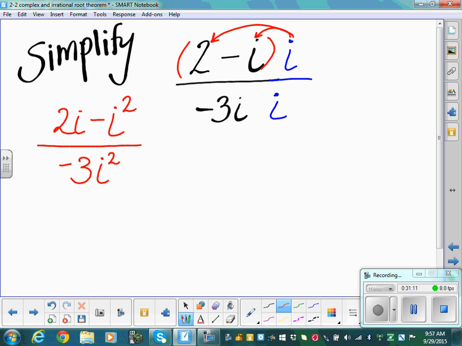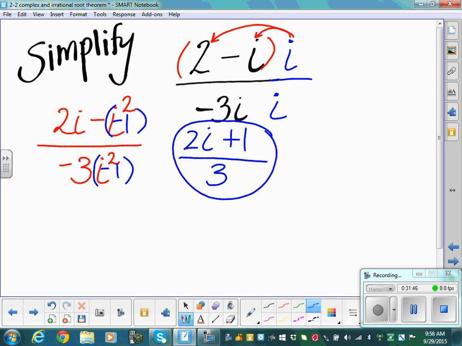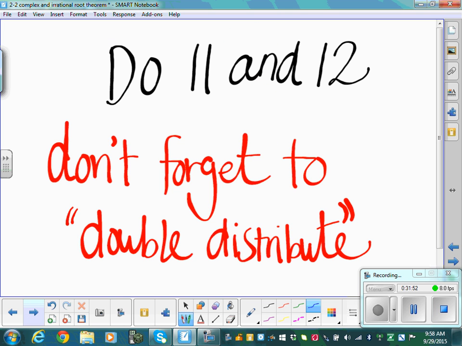Then I'll go through and change all my i squareds to be negative 1. So what we have here is instead of i squared, we have a negative 1. So we have 2i, and then we have minus negative 1. So that'll be plus 1. And then on bottom, we have negative 3 times negative 1, which is positive 3. Now, if all 3 things could divide by the same thing, you would divide it. But this can't, so this one's done. Okay. Now you can do problems 11 and 12.